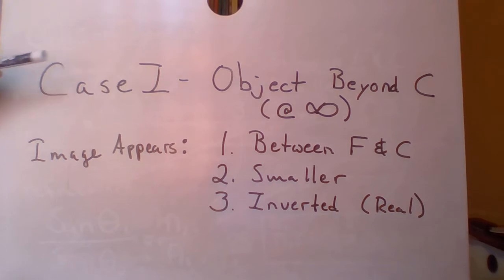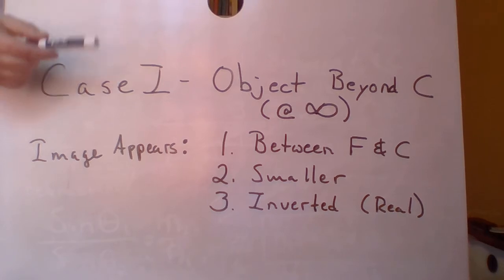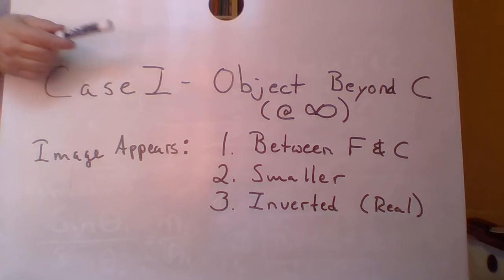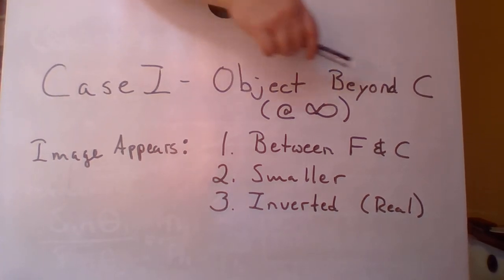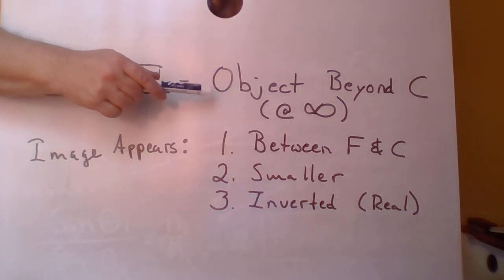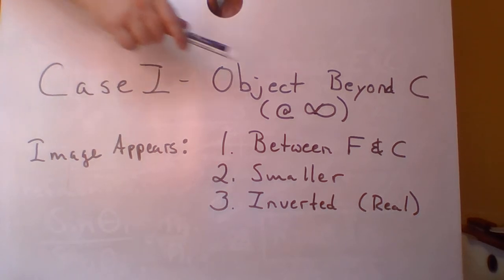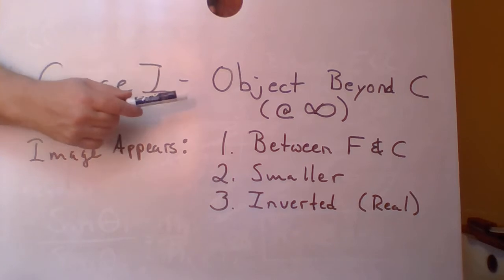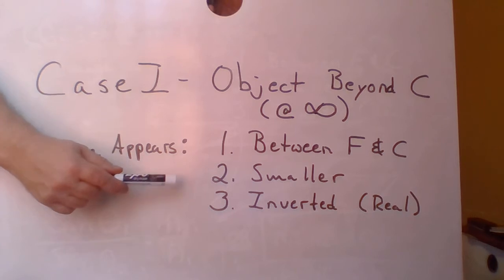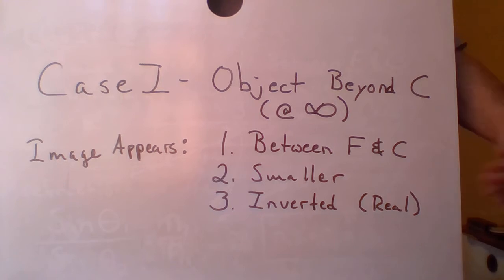Okay, for the first case, when the object is beyond the center of curvature, when it's at infinity compared to the focal length, compared to the center of curvature, when it's very far beyond the center of curvature, the image will appear between the center of curvature and the focus point, between F and C. Okay? The farther away it is, the closer to F it will be. It will be a smaller image than the object is. All right? And it will be inverted, meaning that it will be a real image.